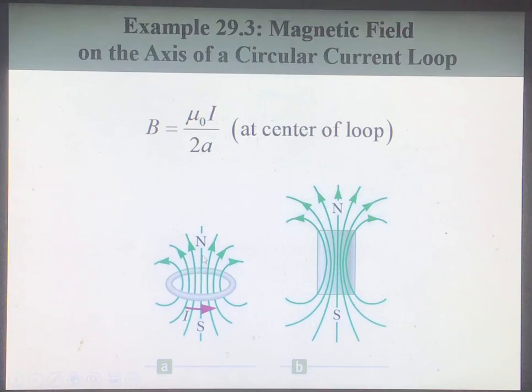So if the magnetic field is pointing up, it means that this is my north and this is my south. You have magnetic field lines always pointing from north to south. So a loop of wire is almost like a magnet. It's like a bar magnet. This is the north and this is the south. When the wire carries a current, it generates a magnetic field that is almost like the magnetic field of a bar magnet.